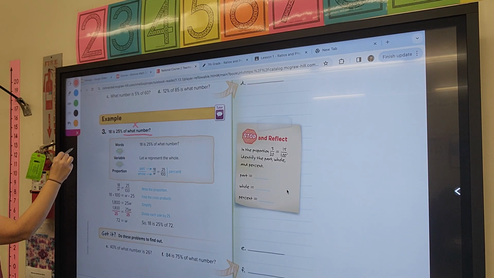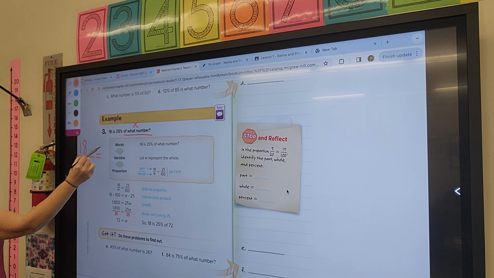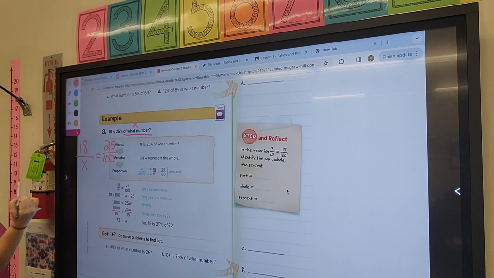So I'm going to do 18 as our part over x equals percent is 25 over 100, and there's our proportion that we cross multiply and divide. So we would get 72 for our whole number. And that makes sense because 18 is a part of 72 and 18 is 25% of 72.